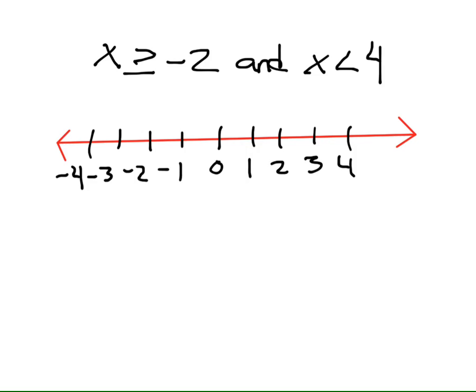So the way we're going to do this is we're going to do it one at a time. So let's first look at the left one. It says x is greater than or equal to -2. So that means at -2, are we going to put an open or a closed circle? Closed, because -2 works, right? We're going to put -2 there. And we want all the x's.